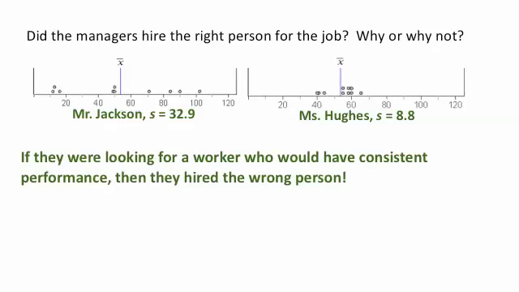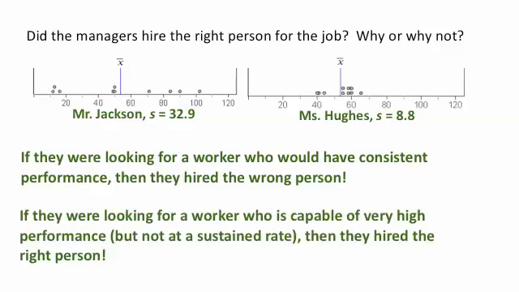And so if they were looking for a worker who would have a consistent performance, then they hired the wrong person. Because Miss Hughes is much more consistent. Each day she goes out and she catches roughly the same number of dinosaurs. Me, I have very good days and I have very bad days. Some days I catch a lot, some days I catch very few.